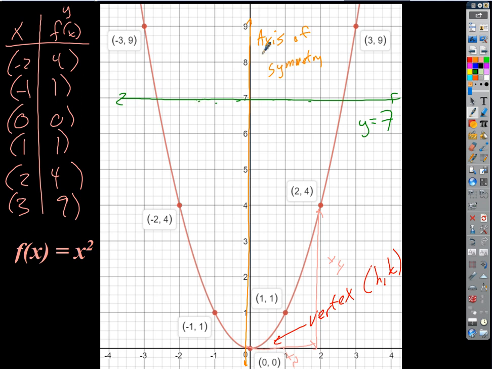So what's the equation of this axis of symmetry going to be? X equals 0. But let's say we move it around. What's it going to be then? It's going to be the vertical line through the vertex. So if we know the x-coordinate of any point on this vertical line, we know the x-coordinate of all of them because they all have the same x-coordinate. So what's the x-coordinate of the vertex?